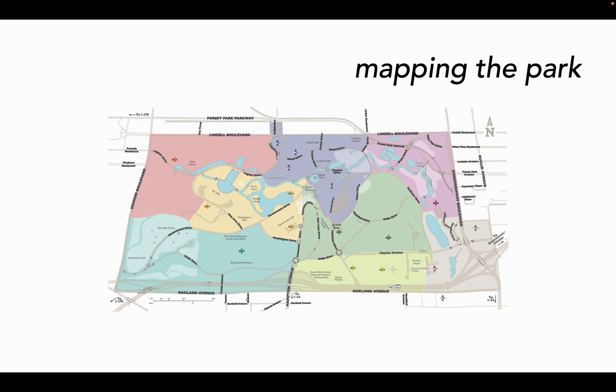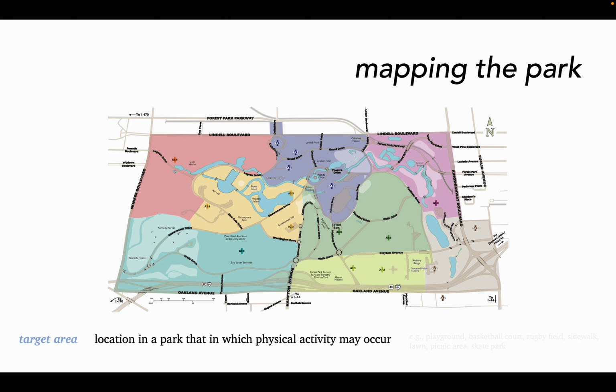The first thing you'll need to do when using the SOPARC method is map out the park you want to observe and divide it into different target areas. In the example shown here, which is from the Parks study in St. Louis, the target areas are filled in by different colors.